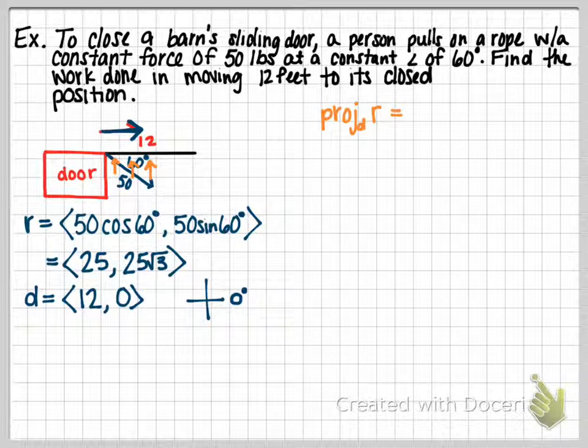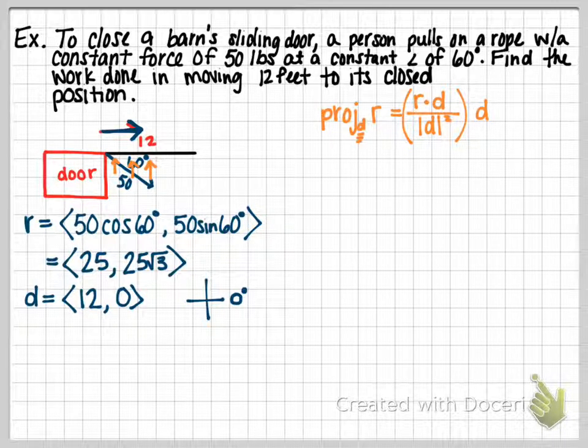So that means I need to have r dot d on top, divided by, and since I am projecting onto d, the magnitude of d squared. And then once we get that constant, we will multiply it through our vector d.